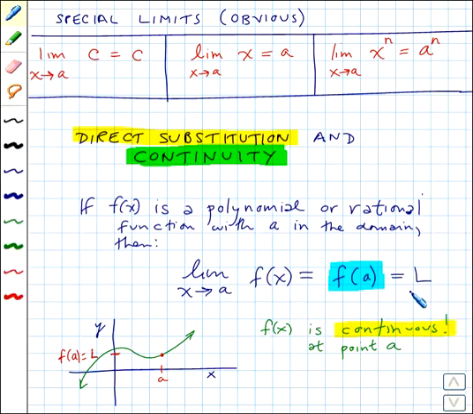So this is a case where the limit around a is L, and the function value at a is also equal to L. That means that if you have a polynomial like x cubed plus 5x squared plus x, if you want to find the limit of that polynomial at the point a, you simply plug in a by direct substitution, and that will give you the value.